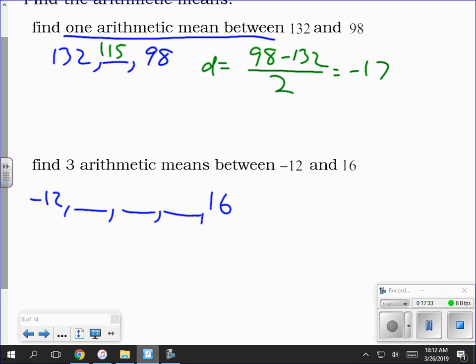So here's how to do this. To find my D on this one, I take the last number minus the first number, 16 minus negative 12, and I divide that by, in this case, 4, because I have to move over 1, 2, 3, 4 times, so I divide by 4.